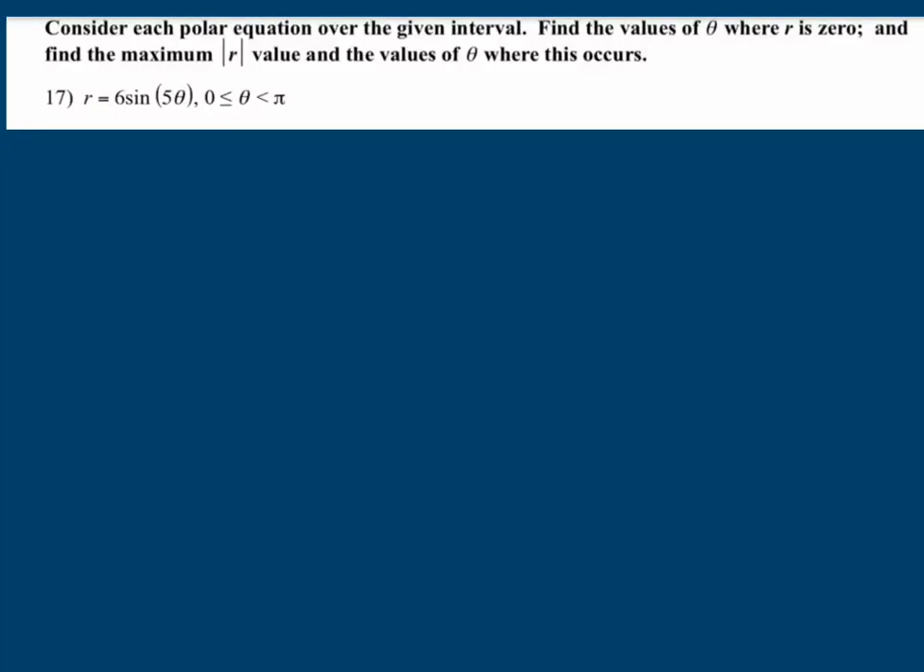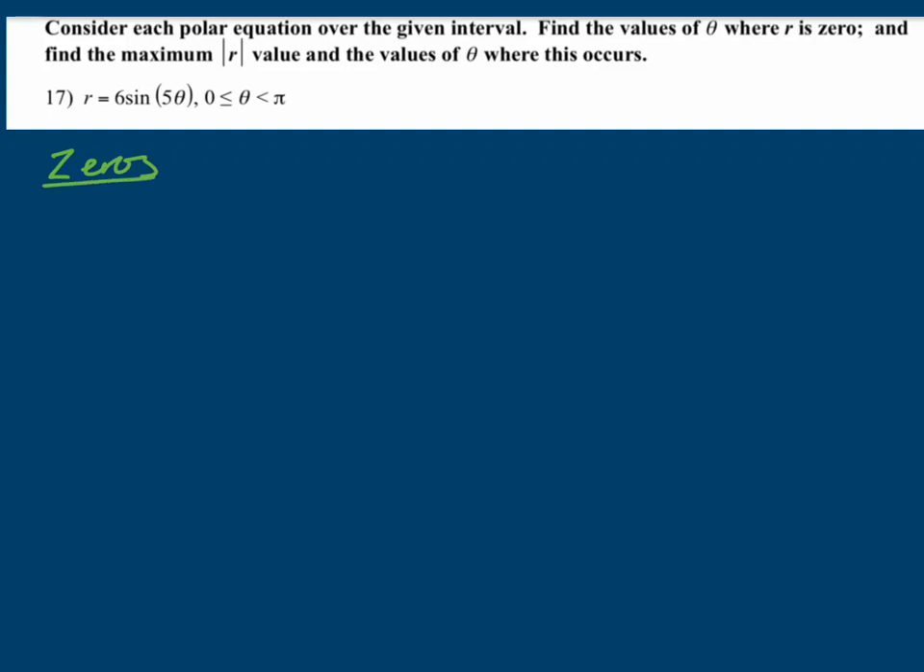Number 17 asks you to find the values of theta where r is 0, so find the zeros, and the maximum r, and then where theta is when the maximum occurs. And this is to help you graph. So let's find the zeros first.